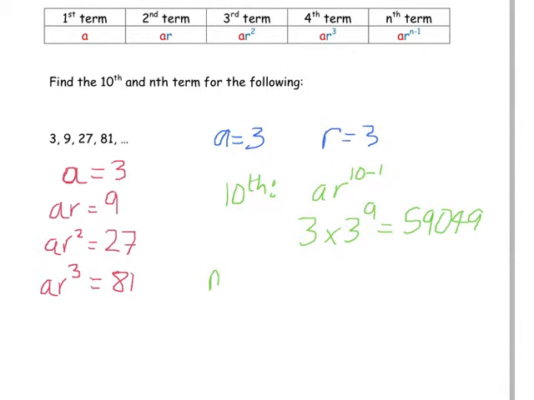Now the nth term rule, yet again using this fact here, we're going to have a r to the n minus 1. Well, our a is 3 and our r is 3 and our n minus 1. So that is the nth term rule for the following.